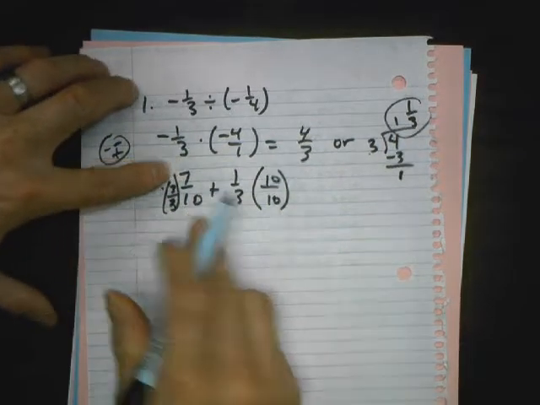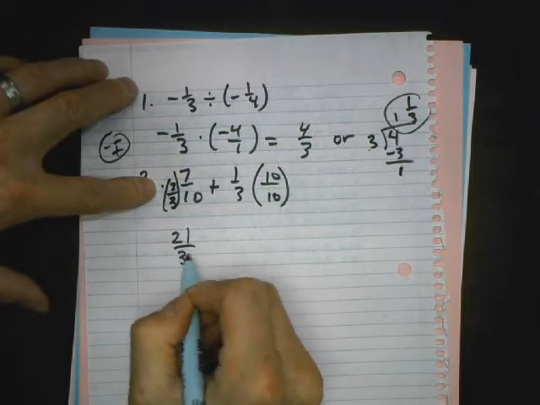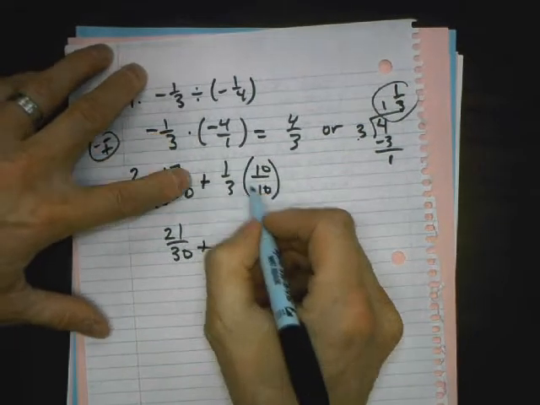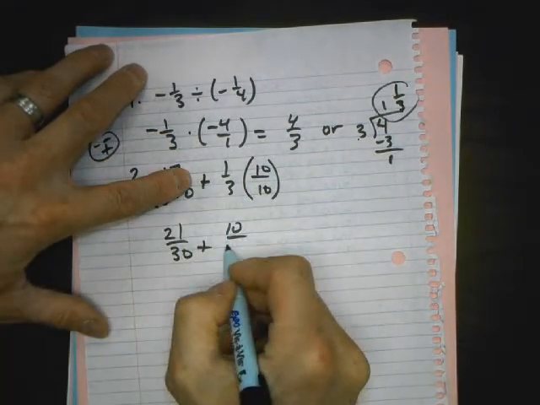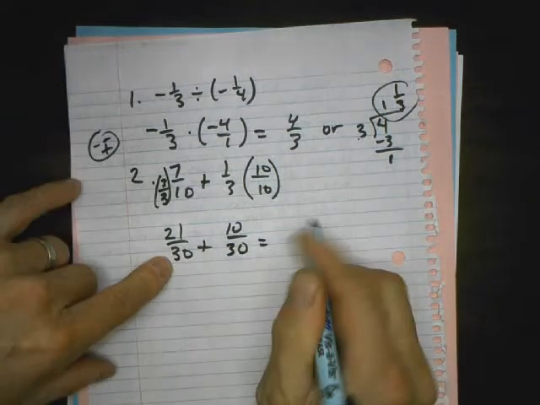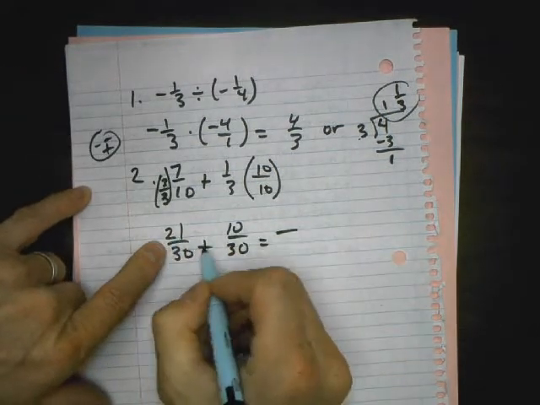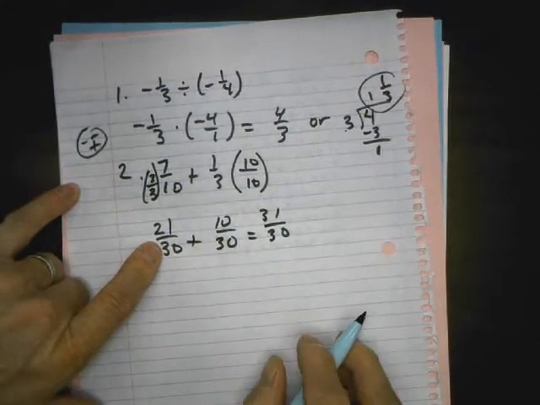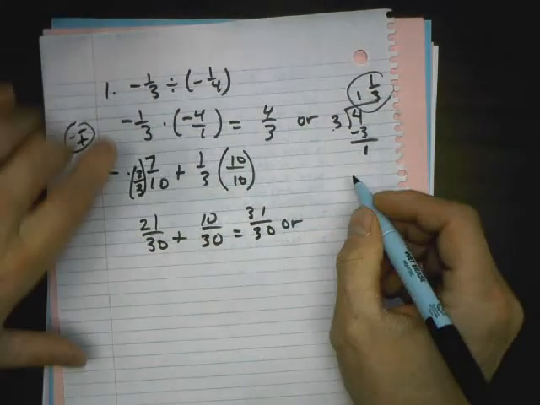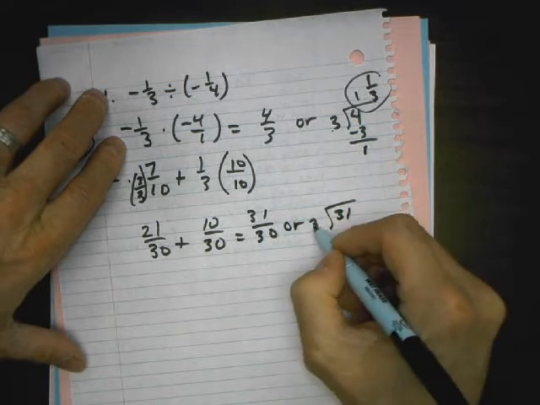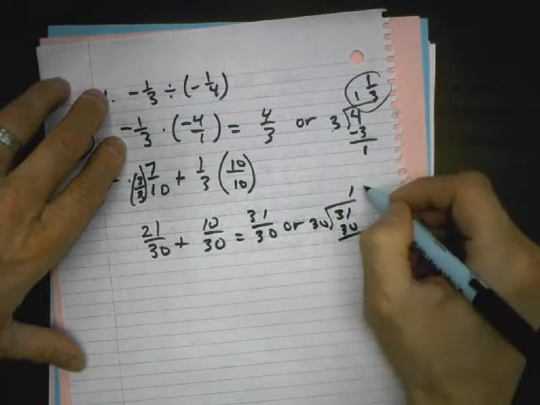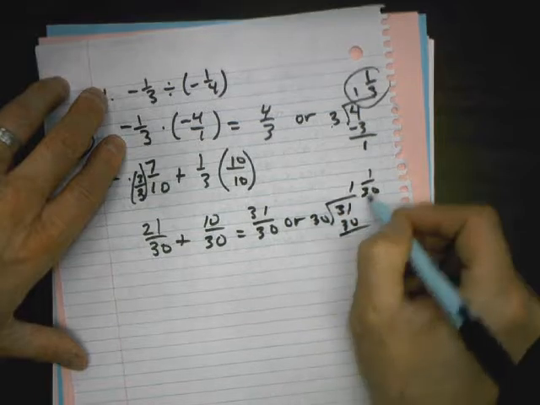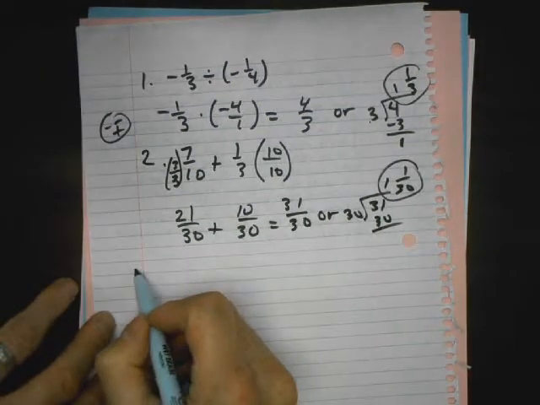So 7/10, another way to say 7/10 is 21/30. So the same fraction, right? This one's reduced, this one's not, but it's the same fraction. Over here, 1/3 times 10/10 is 10/30. Now that we have the same size pieces, we have 21 of these and 10 more of these. In other words, we have 31 of these. And again, they wanted to convert that this time, even though that's an okay answer. We divide in and out, and again, our divisor goes there, and we get 1 1/30.